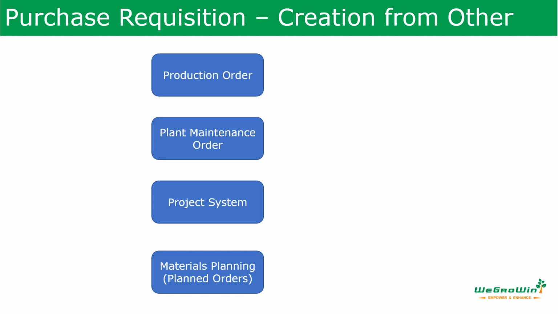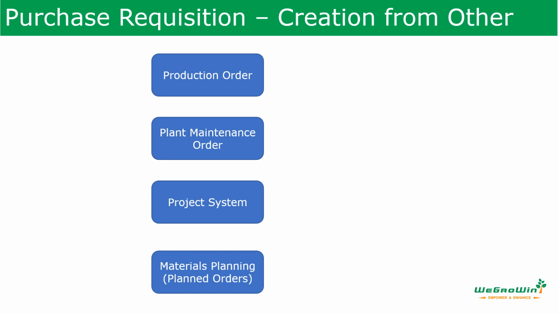Purchase requisitions can be created if some business process needs materials or services. These are called indirectly created purchase requisitions. These are created when a user performs other business functions, such as creating a production order or a maintenance order. For example, a purchase requisition created by a production order.